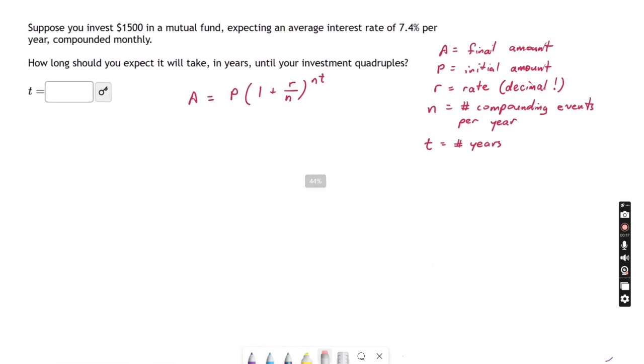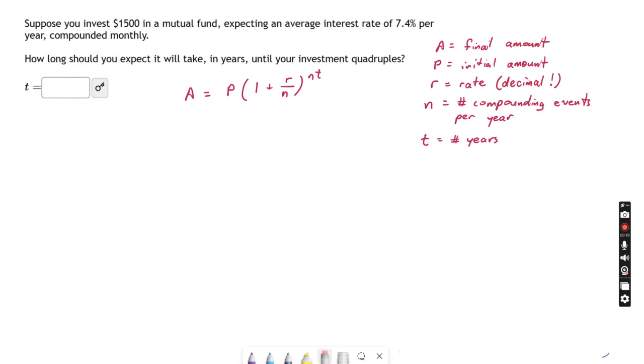But what we're going to do is calculate about how much time is required until an investment, in this case, quadruples. So I'm going to go ahead and plug in all the information I know. I'm starting with $1,500. I have a rate of 7.4%, which we want to make sure is written the way I just did right there as a decimal. Okay, if you write that as a percent, you're going to be way off.